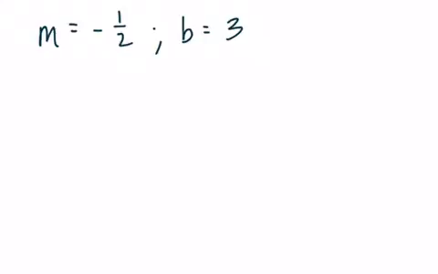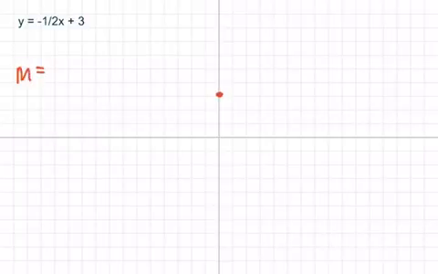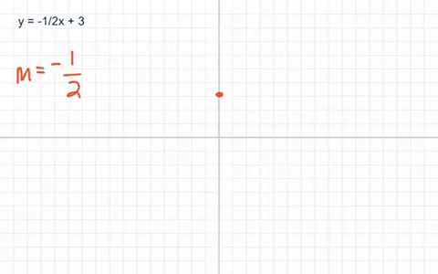Okay, I'll try this one. What's our equation going to be for this one? Ben? That's right. y is equal to negative 1/2 x plus 3. Our starting point, once again, is the y-intercept, so we start at positive 3 this time. Our slope is negative 1 over 2, so we go down 1 and to the right twice.